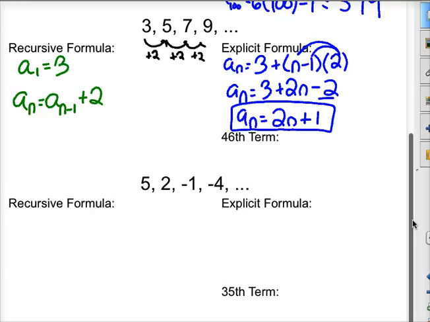And once I have my explicit formula, now I can use it to find any term. So if I want the 46th term, I get that. And 2 times 46 plus 1, if you type it into your calculator, you get 93 as your 46th term.